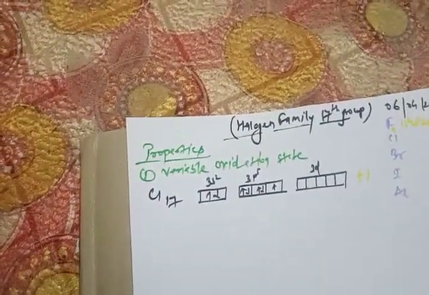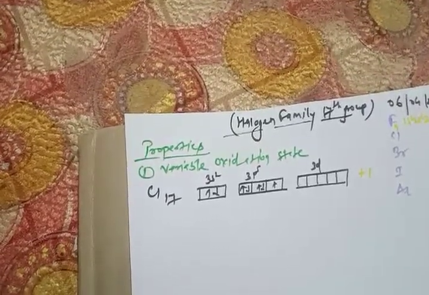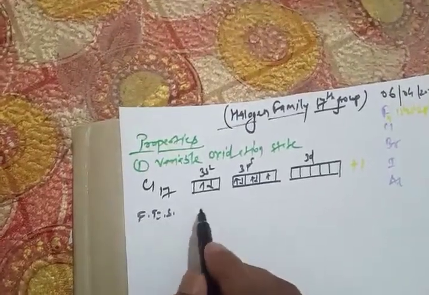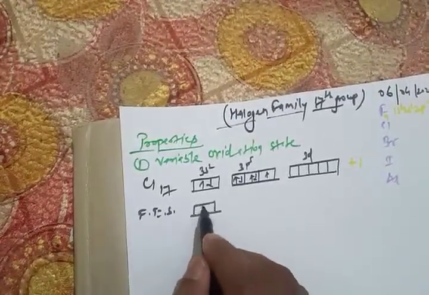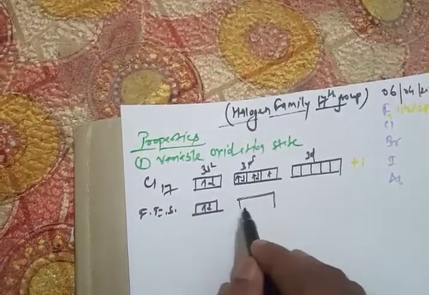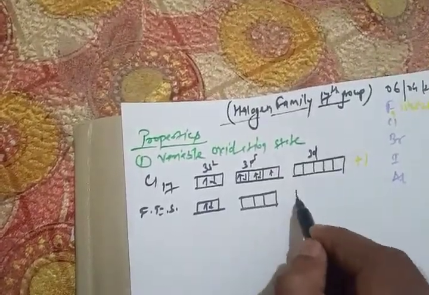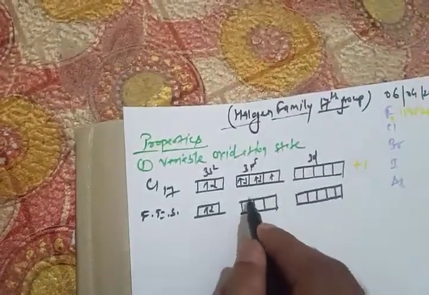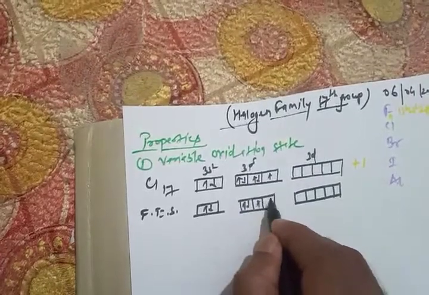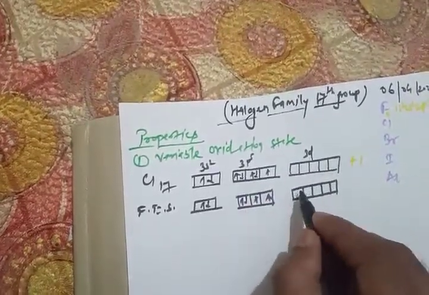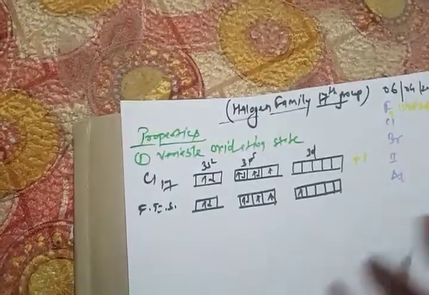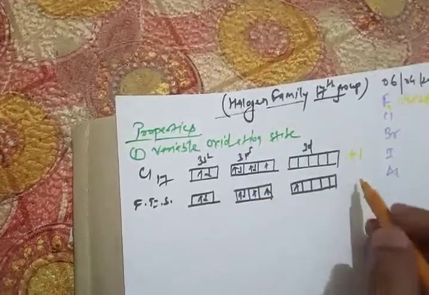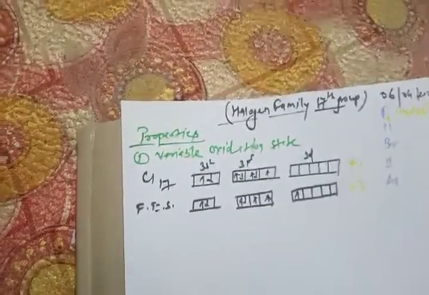Then for the first excited state, what will happen? One of the paired electrons from the p orbital will jump to the d orbital. So here we have a paired electron, and one of the electrons will shift to the d orbital. This is called the first excited state. In this case we have 1, 2, and 3 unpaired electrons, so this will show +3 oxidation state.